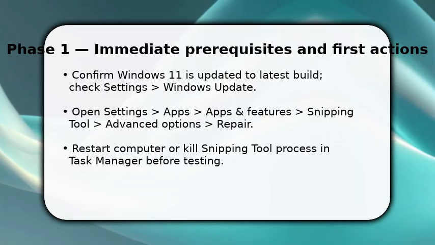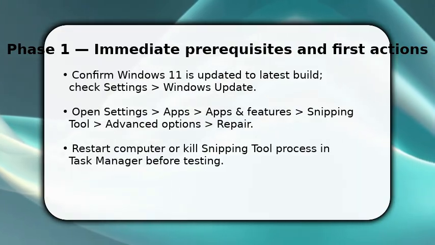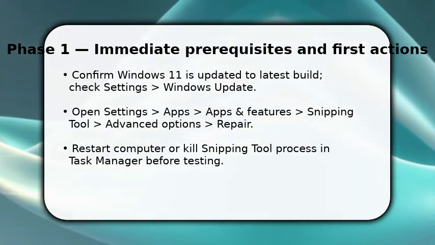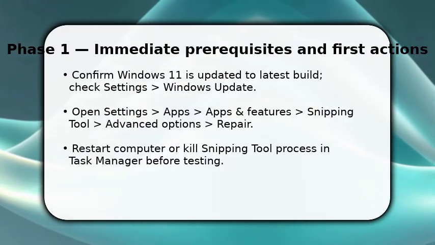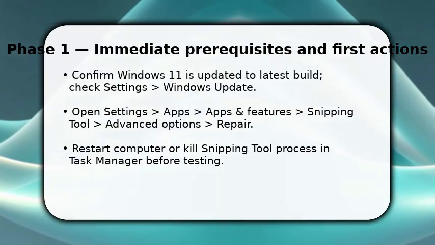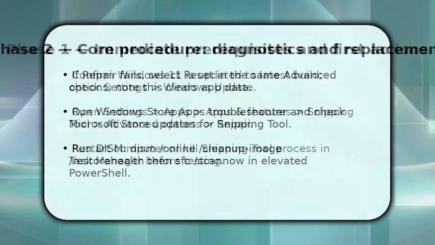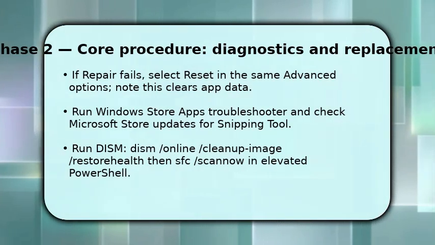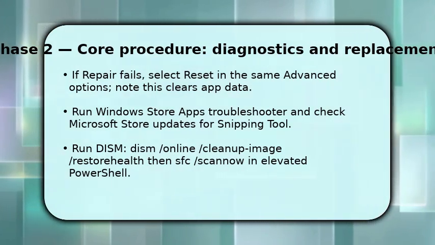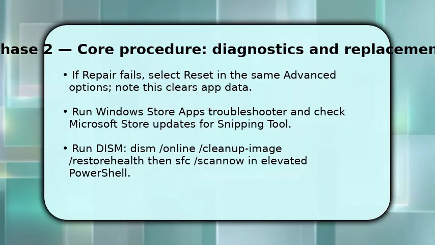Make sure to also force close the app in Task Manager if it's running. This ensures the repair applies immediately. After repair, test the app to see if the basic capture functions return. If repair didn't work, reset the app from Advanced Options. This restores defaults and often resolves stubborn errors.